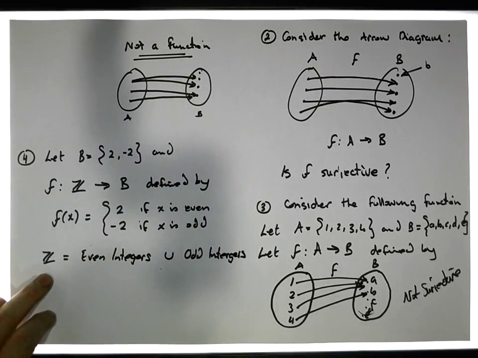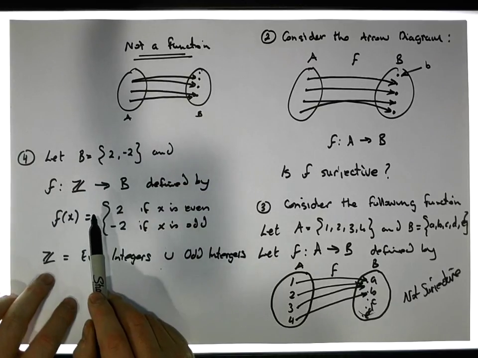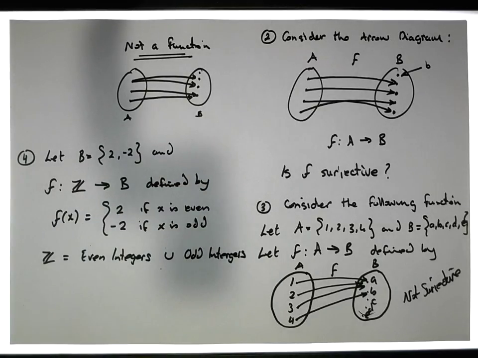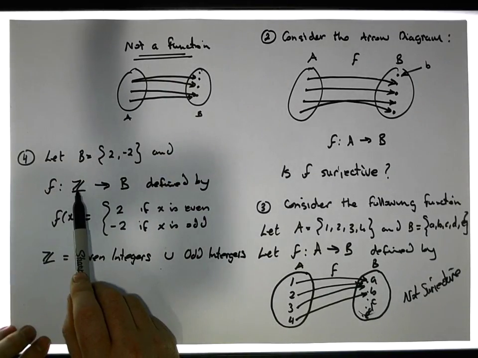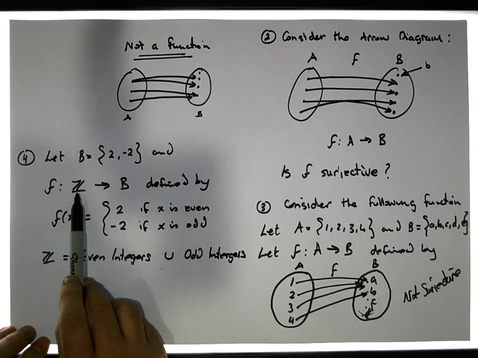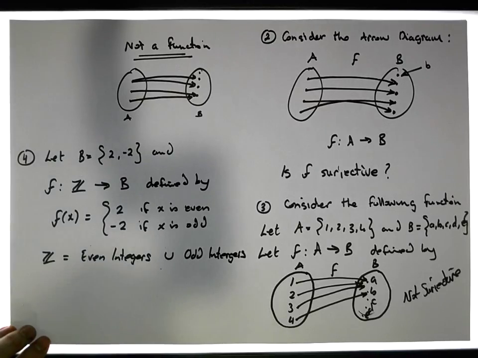That's important. Also, let's keep in mind that we only ever have a single arrow coming out of these values. You're either even or you're odd, you're never even and odd. So we only ever have a single arrow coming out of the values in Z into the values in B, albeit B can have multiple arrows coming into it.